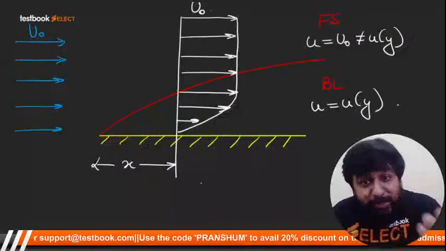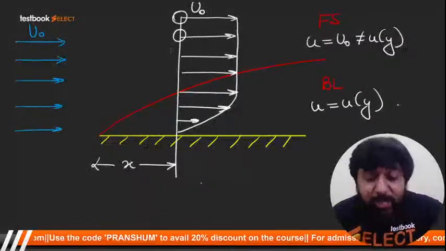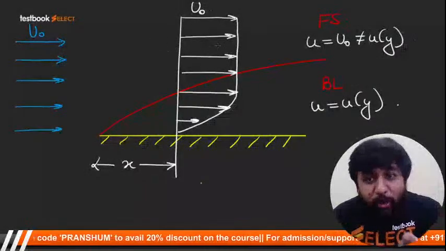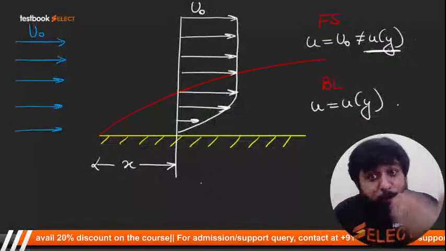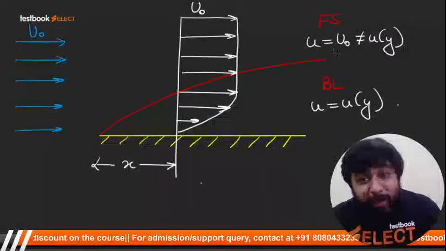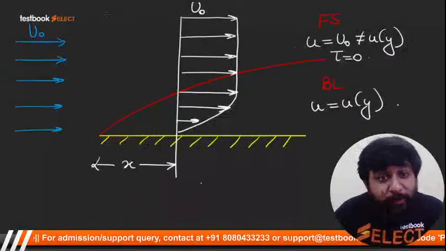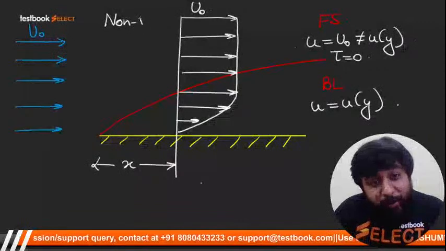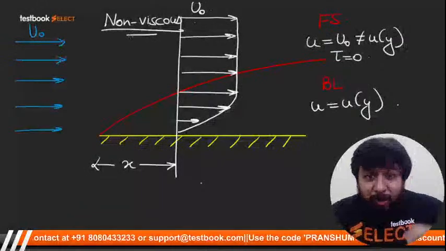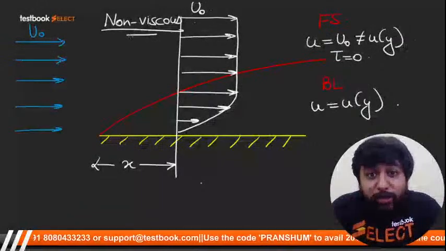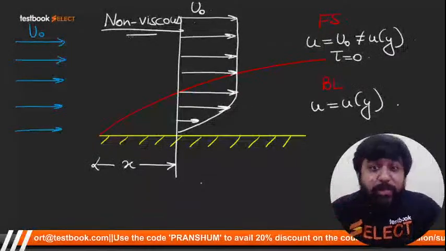Now obviously, in the free stream region there is no relative motion between adjacent particles. So du by dy is 0, which is also specified here, since u is not a function of y. Once du by dy is 0, tau becomes 0. So in the free stream, the flow is non-viscous. If you would like to apply Bernoulli's equation in the free stream, that is possible because Bernoulli's equation is defined for non-viscous flow.